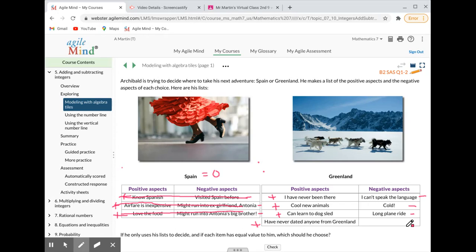Looking at this, do the positives or negatives outweigh the other on this one? Yes, the positives outnumber the negatives. How many more are there, Kalia, that are positive? 1. That is 100% correct because these cancel each other out right here, and there's one left over that is positive. So we could say that Greenland has a score of what? 1. Based off of these scores, where is he going to want to go, Asia? Greenland. Okay. Asia, do you agree?